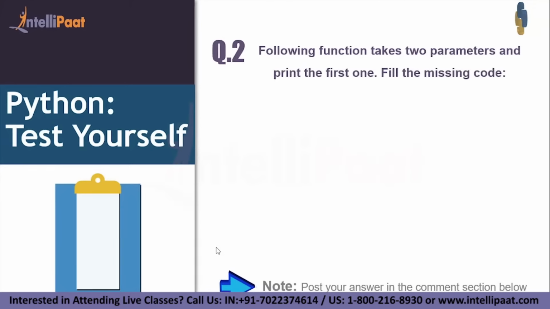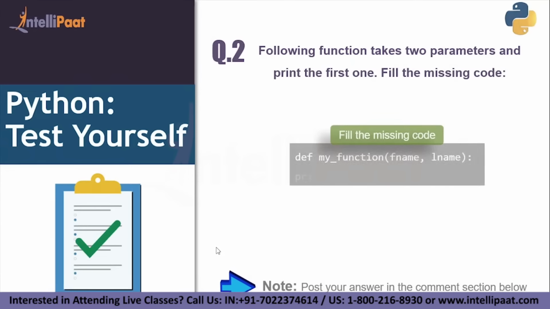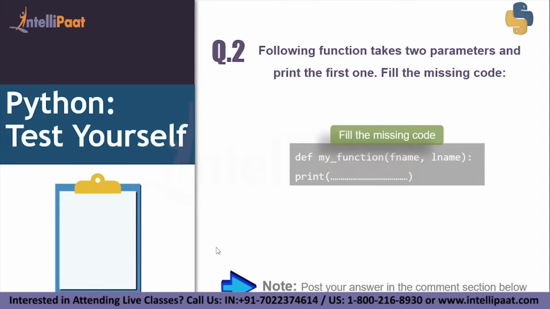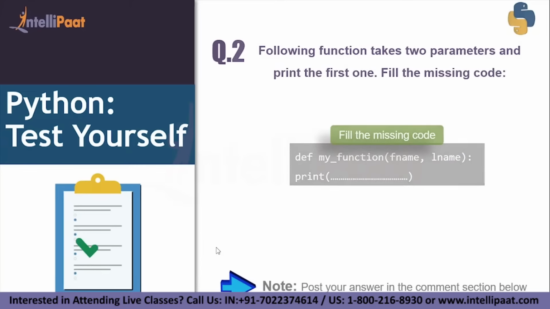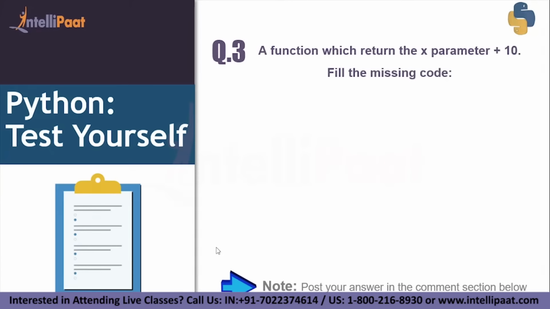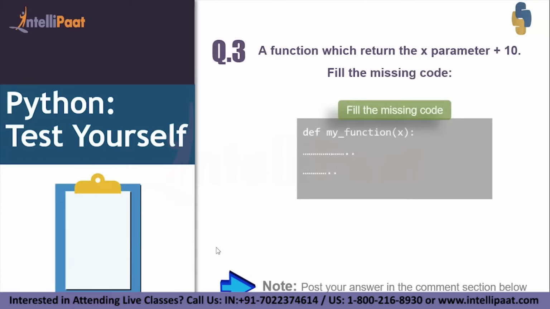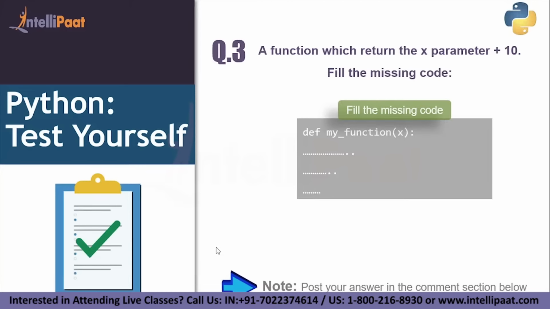The following function takes two parameters and prints the first one. Fill in the missing code. My definition function takes first name, last name, and what it should print. Post your answer in the comment section below and get it verified with us. Next question: a function which returns the x parameter plus 10. Fill in the missing code. Define my function as x and write the entire function for it. You have to write a function which returns the x parameter plus 10. Again, post your answer in the comment section below and we'll let you know if it is correct or not.